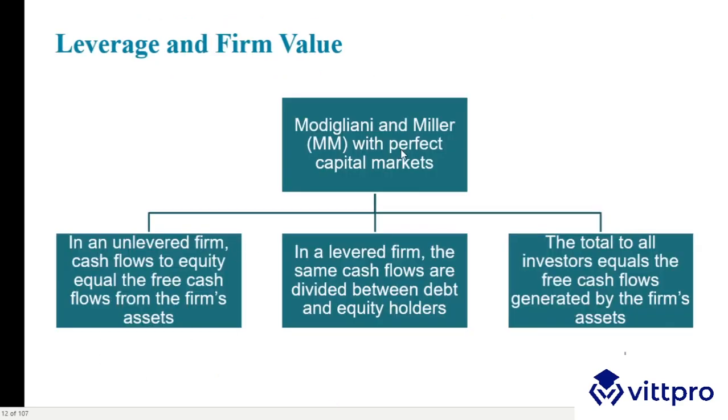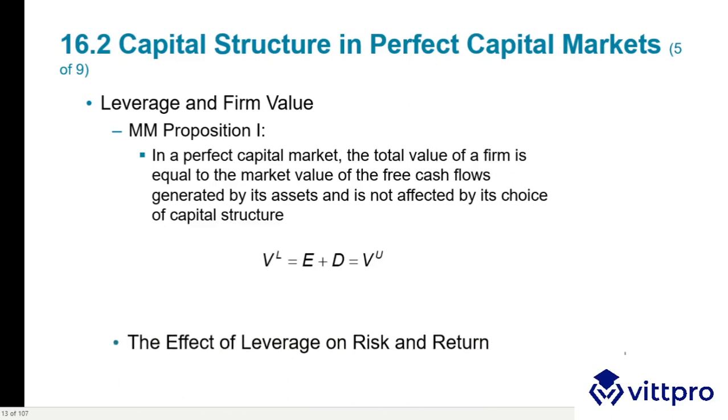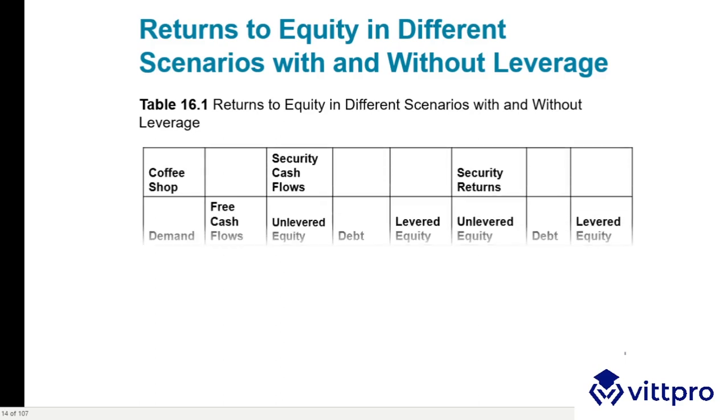Modigliani and Miller were the two gentlemen who professed this theory, and they got a Nobel Prize for it. They had a proposition 1, which says that in a perfect market, the total value of the firm is equal to the market value of free cash flows generated by its assets, not affected by the choice of capital structure. It means no matter what, your value will remain the same, whether you finance your project with debt or you use your own money. That is their proposition 1. That is the effect of leverage on risk and return. But that's not 100% true.